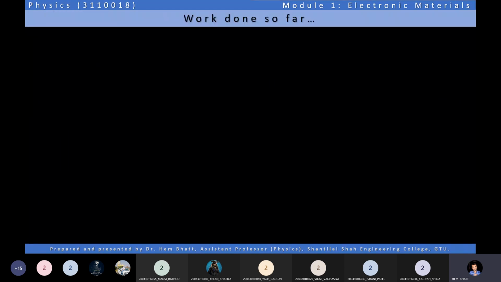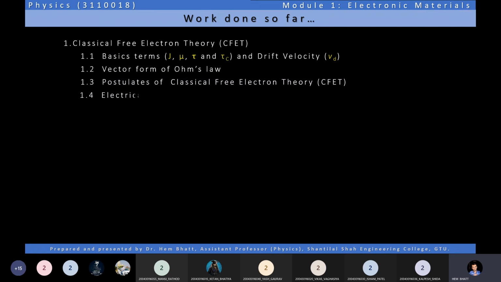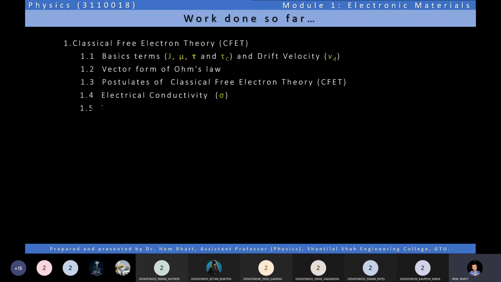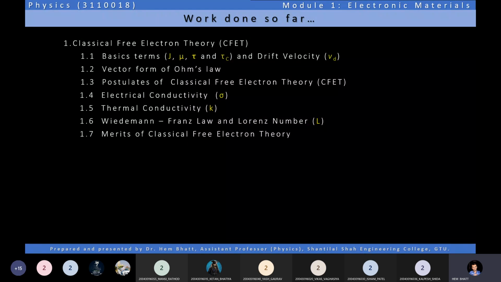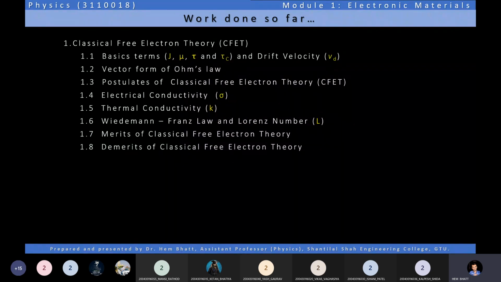How much have we done so far? Work done so far. We started with classical free electron theory. Initially, we revised some 12th standard topics. Then we saw postulates of classical free electron theory. Based on that, we derived expressions for electrical conductivity, thermal conductivity, the Wiedemann-Franz law, and Lorentz number. After that we saw merits and demerits of classical free electron theory.